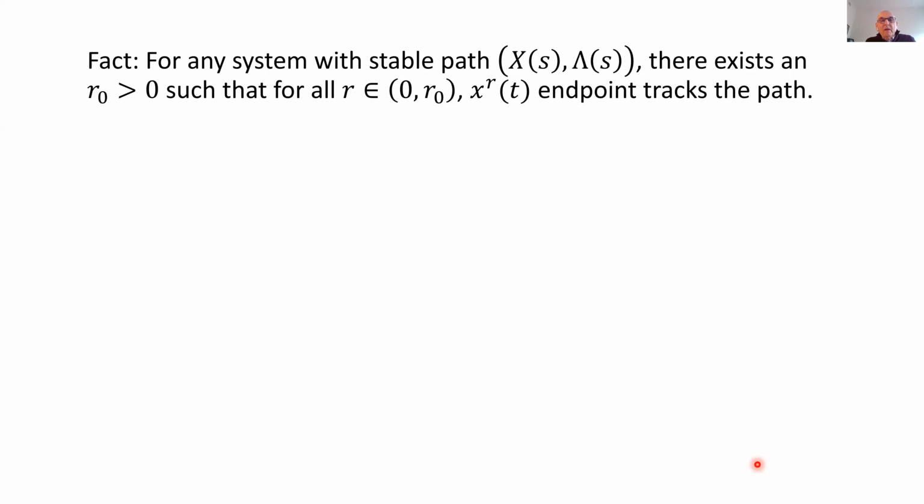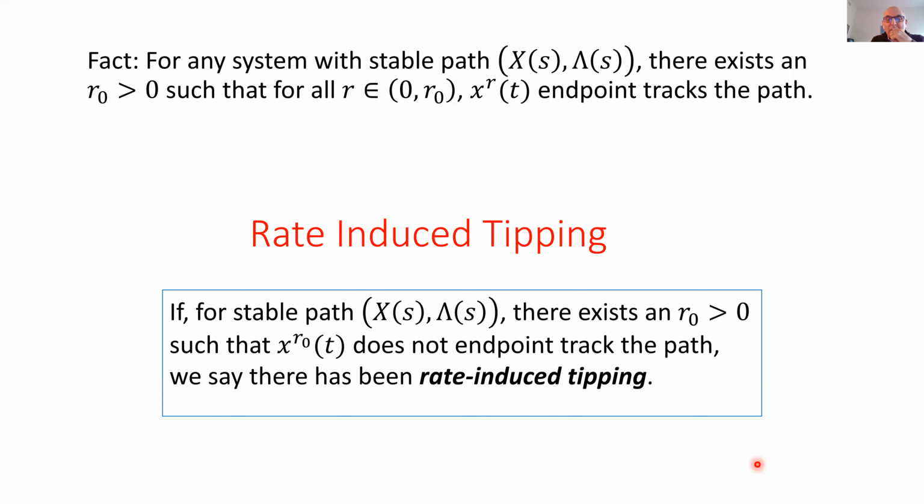Okay, and here's the first result, as a little fact: if you take any system like this in one dimension, there is an r0 bigger than 0, so that for all r in the interval 0 to r0, you do endpoint track the path, right? We say rate-induced tipping happens if, for a stable path like that, there exists an r0 so that this does not endpoint track the path at that r0. So in other words, if you make r0 bigger, then you do not endpoint track the path.